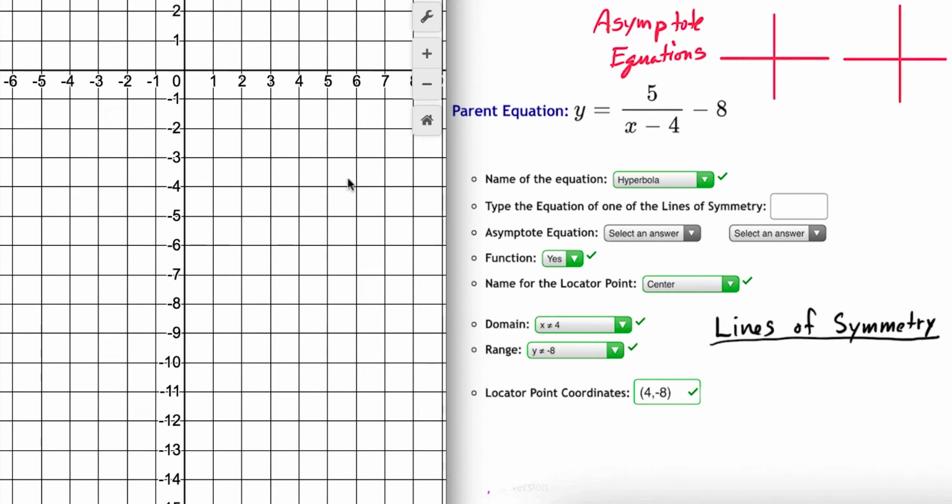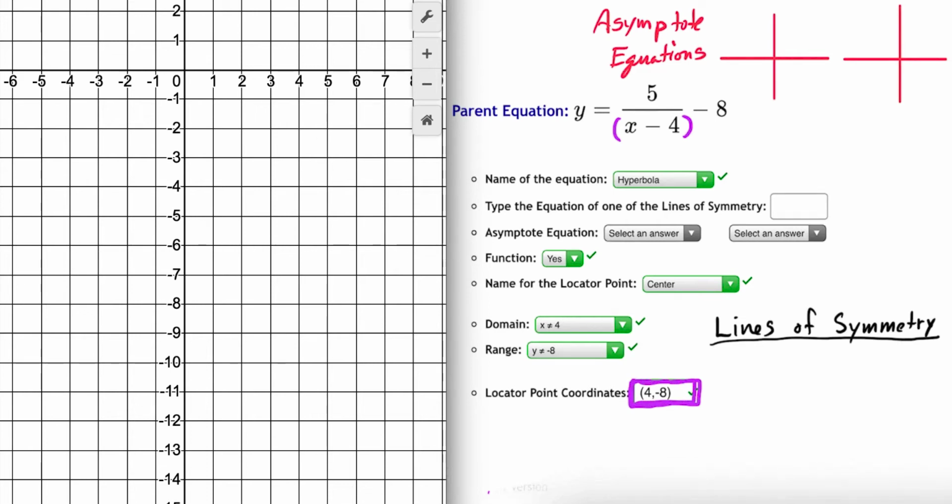All right, the reason you're probably watching this video is because you're either having trouble finding the lines of symmetry equations or you're having trouble being confident finding the equation for the asymptotes. Before I begin here, we need to figure out what's going on in this equation. We have a 5 that's a stretch factor, you have x minus 4 that's being grouped like this, and a minus 8 at the end. You probably already figured out that your center locator point is going to be at 4, negative 8.